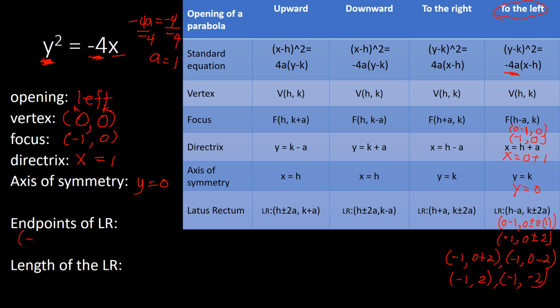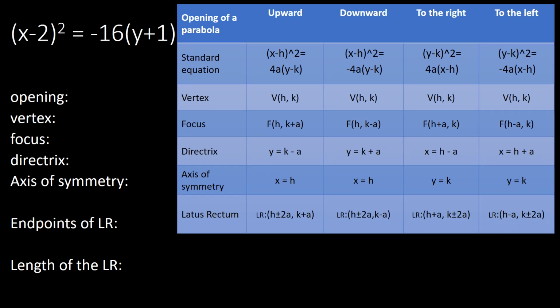So our endpoints here are (-1, 2) and then the other one is (-1, -2). And going over to the length of the latus rectum, you can do 4a. So we have that one as 4 times a, which is 1, that will be equal to 4. Or simply, whatever is here, just make that one positive. Then that is our length of the latus rectum.